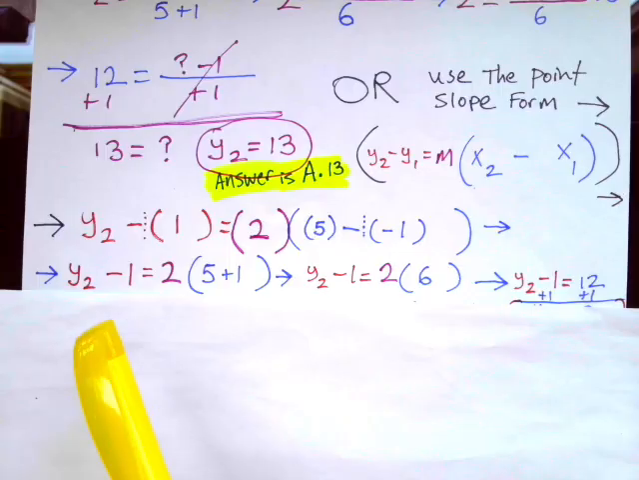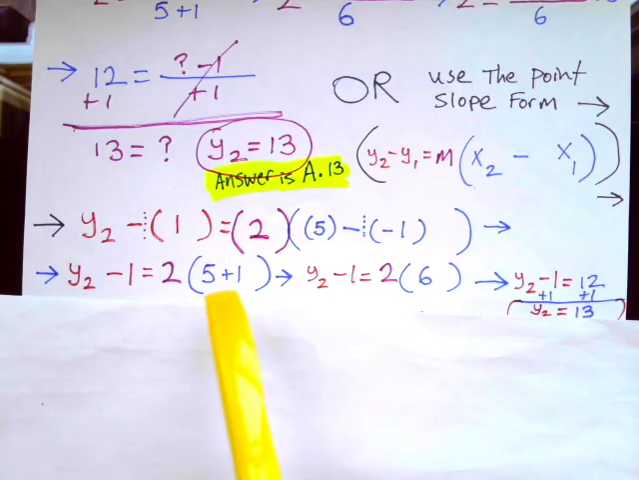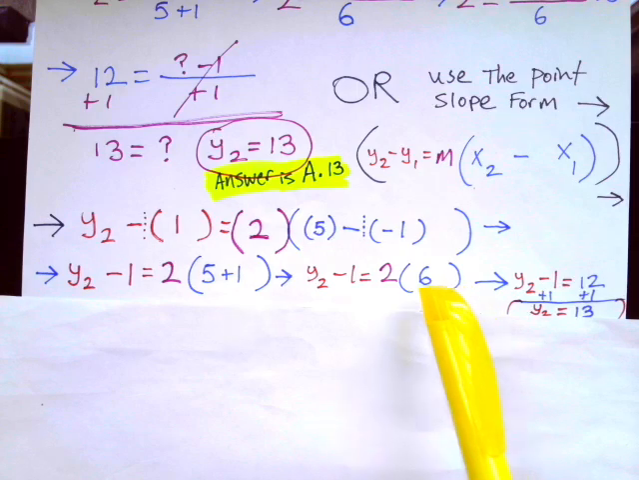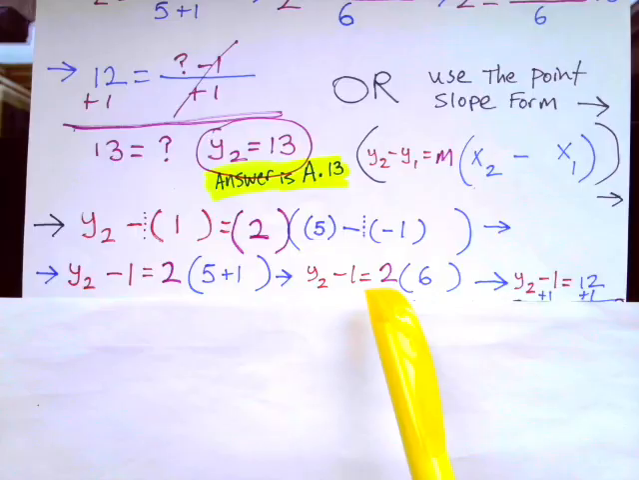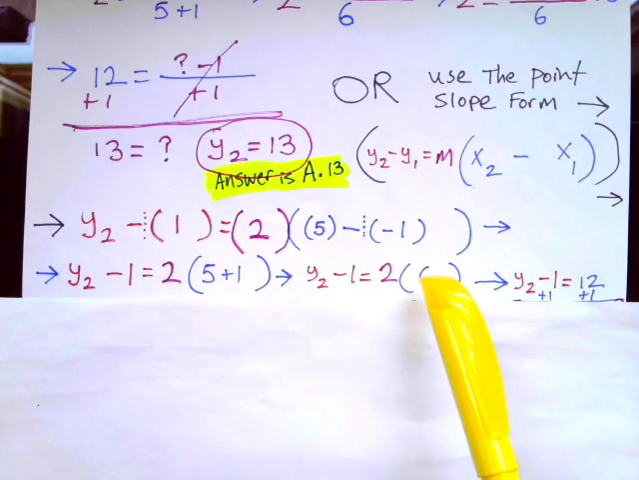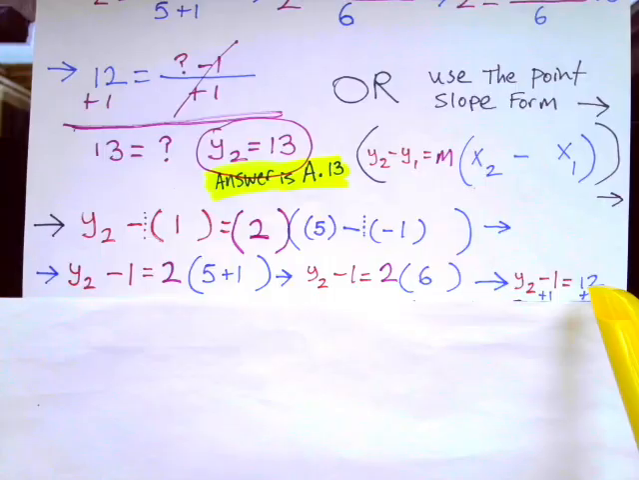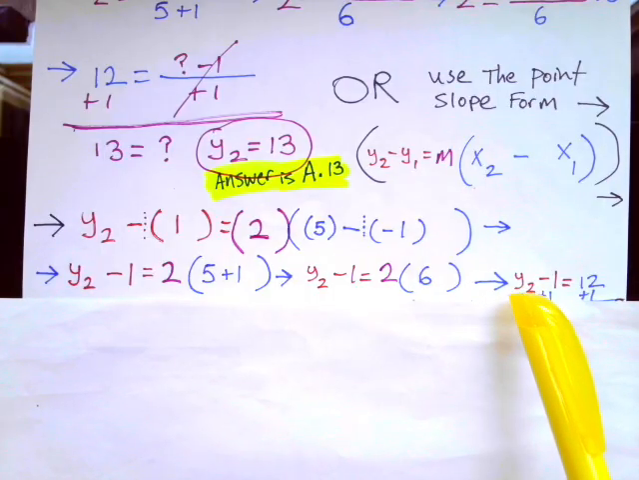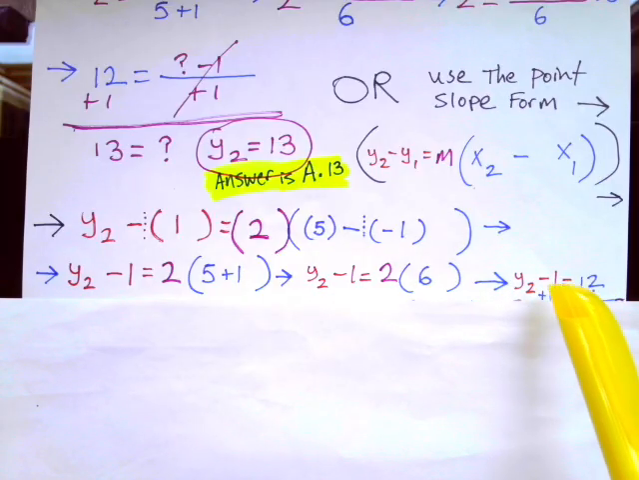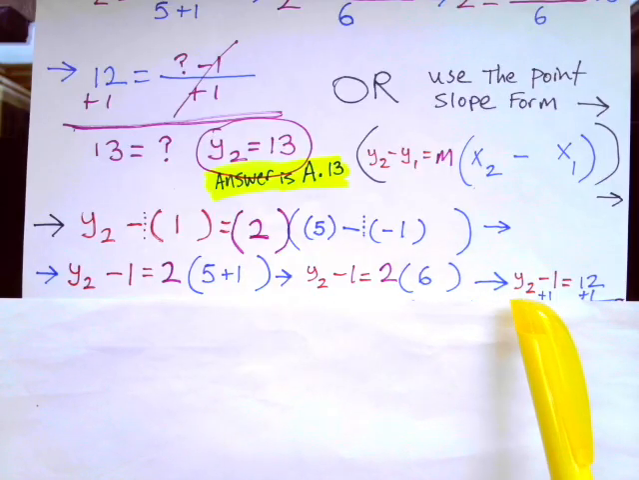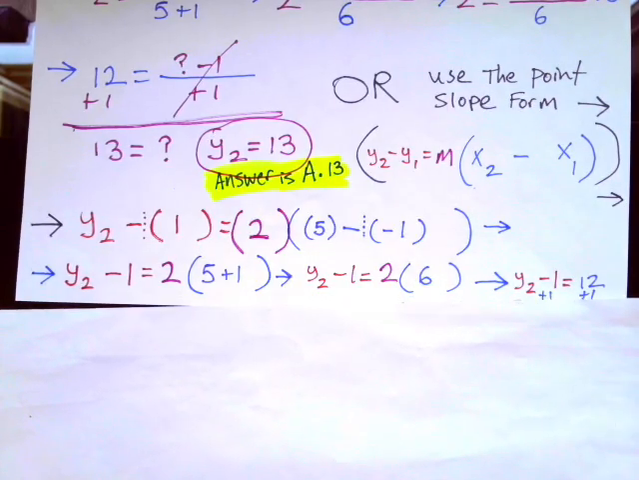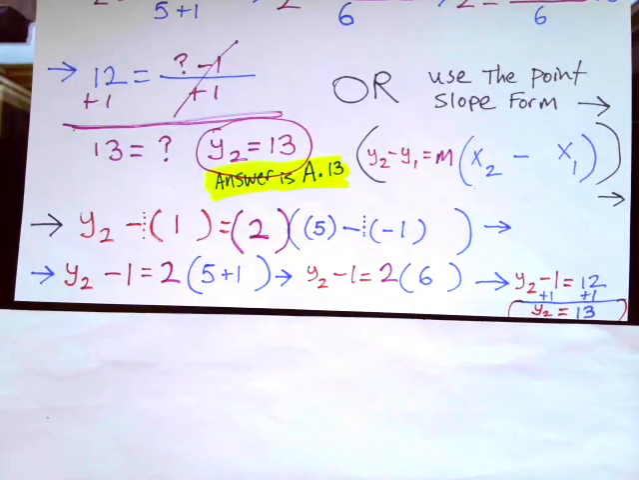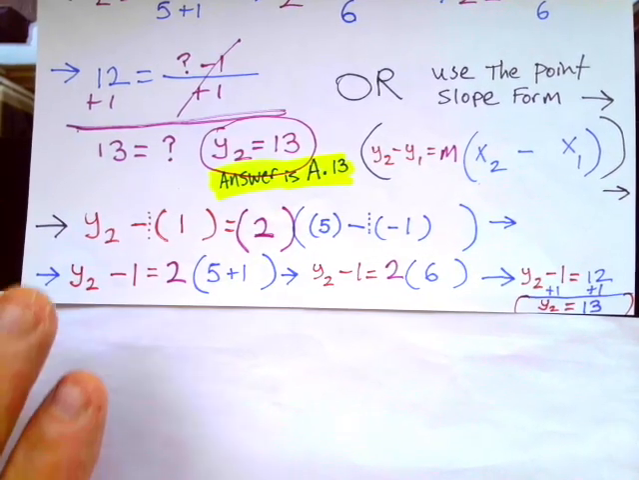Now I'm just going to continue to simplify. I have to do what's inside the parentheses first. 5 plus 1 is 6. And then everything else I just rewrote. Next step in order of operations is to multiply 2 times 6, which gives me 12. I want to get that y2 all by itself, so I'm going to add 1 to both sides. 1 plus a negative 1 is 0. I'm left with my y2 value. What I do to the left side, I've got to do to the right side. 12 plus 1 equals 13. So my y2 value is equal to 13.